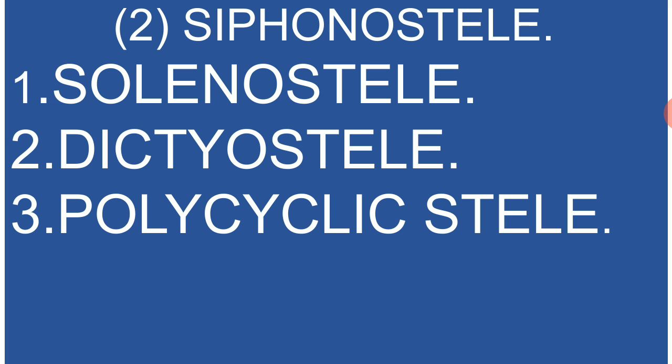Then the second type is siphonostele. Siphonostele is characterised by the presence of the pith. The origin of pith may be intrastelar or extrastelar, from the cortex. Siphonostele is basically divisible into three more types: solenostele, dictyostele and polycyclic siphonostele. The basic difference between the siphonostele and protostele is the presence of pith. In protostele, pith is absent, whereas in siphonostele, a central pith is present.